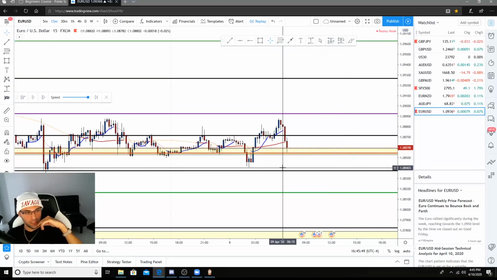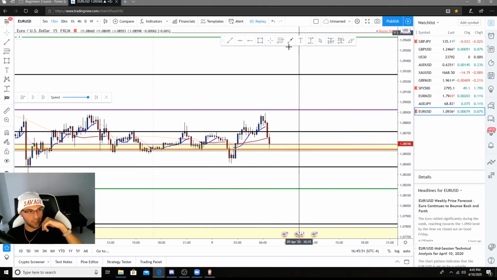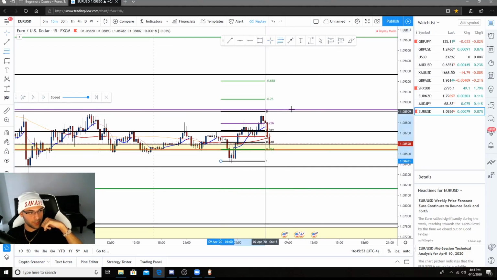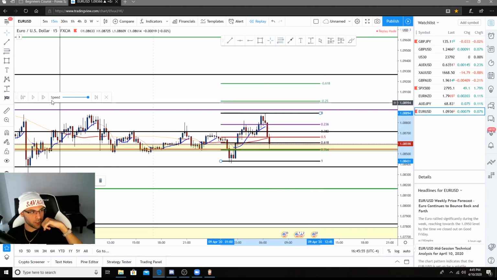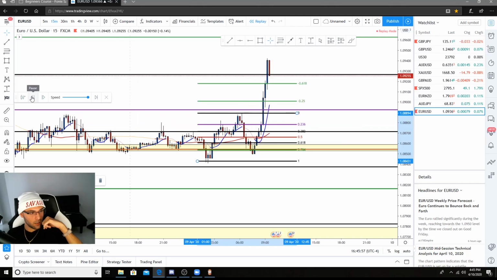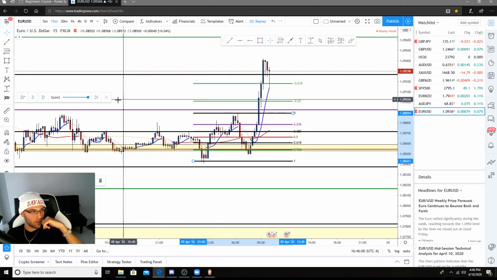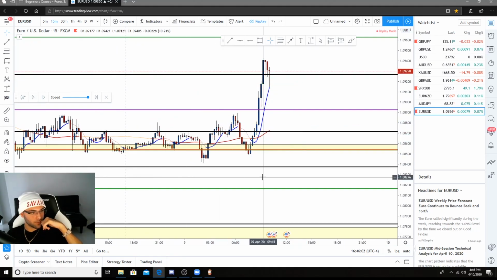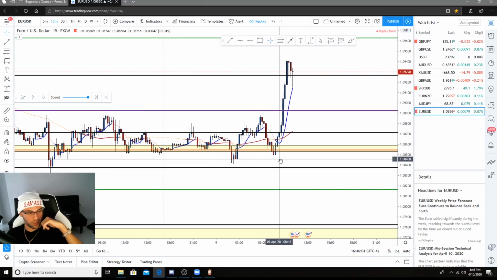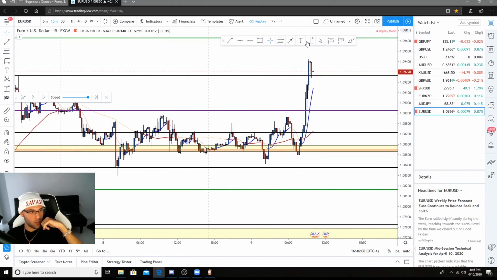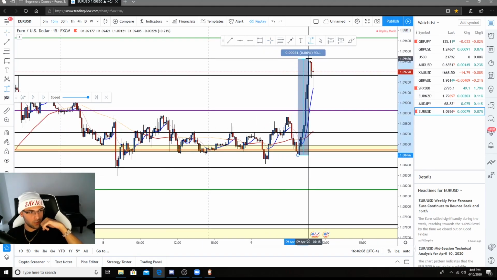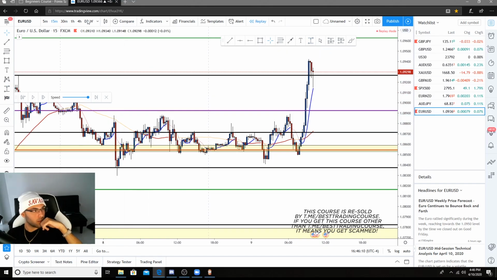Now, what do we have within this Fibonacci on the higher time frame? We have a retracement of this Fibonacci right here. I'm just going to play really quick. Boom. Look at that. That was beautiful. Boom. Perfect. Now, what happened here? That was a 100 pip move almost.